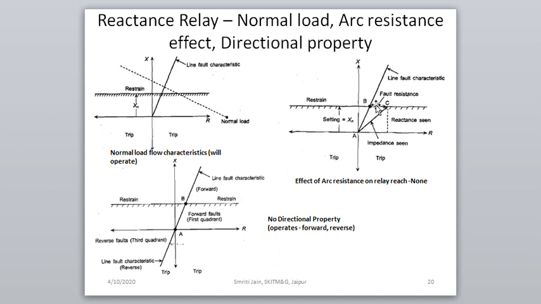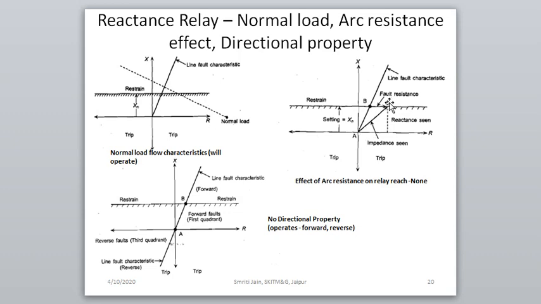Similarly, we can see the effect of arc resistance. If this is the line fault characteristic, the arc resistance will add. Let us say AB is the reactance or impedance seen by the relay. Now fault resistance BC will add into it. So the total reactance seen by the reactance relay, if it is applied into the system, is AC.